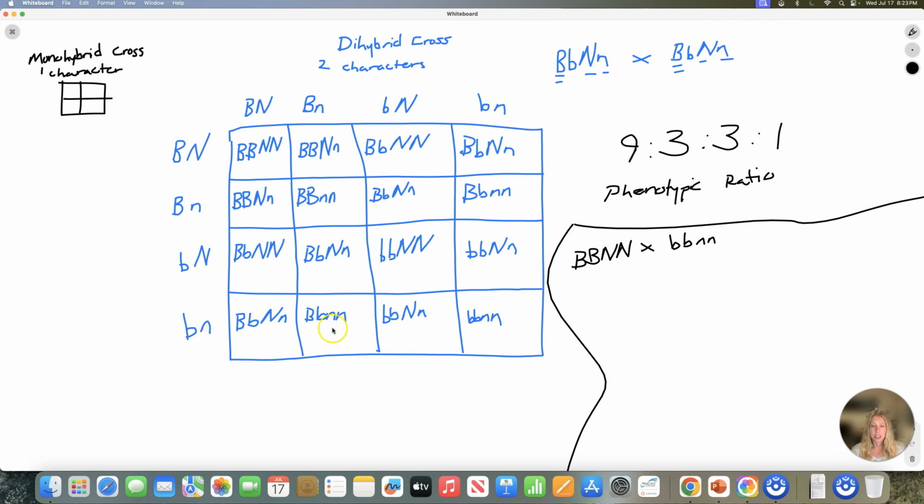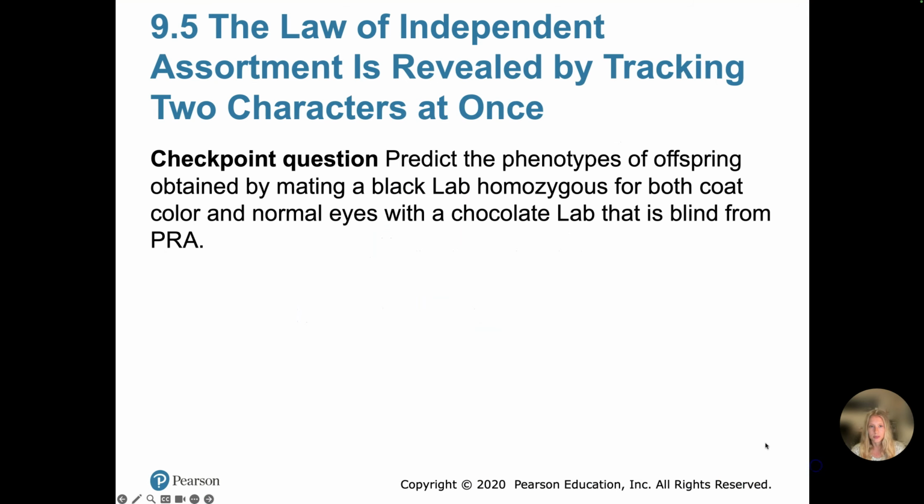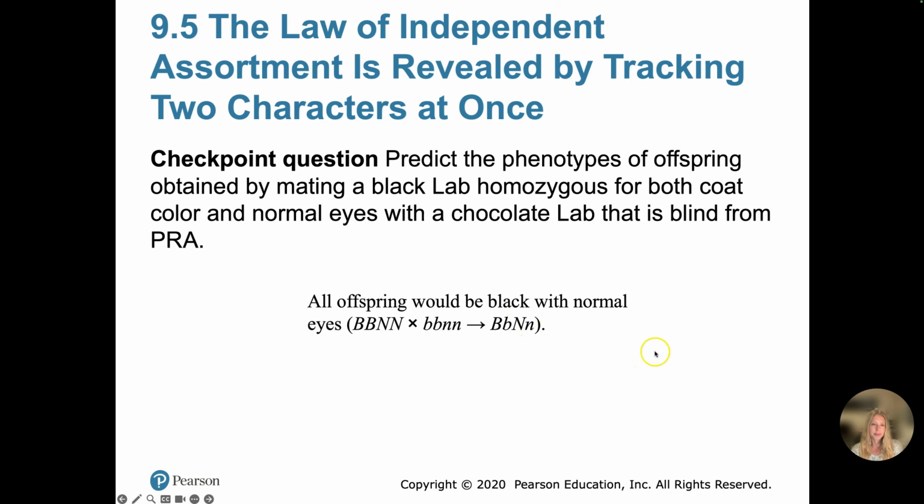We don't need to do a Punnett square to figure out the genotypes of the offspring since all of their alleles are the same that they're passing. All the offspring will be capital B, lowercase b, capital N, lowercase n. You can do the Punnett square to figure this out if you would like, or you can just look at the fact that if you have 2 individuals that are homozygous for both traits, your offspring will be heterozygotes. So it says all offspring would be black with normal vision, but heterozygotes: capital B, lowercase b, capital N, lowercase n.